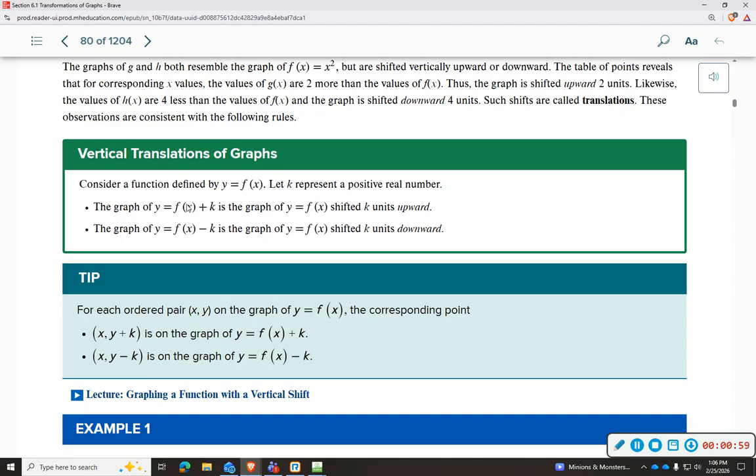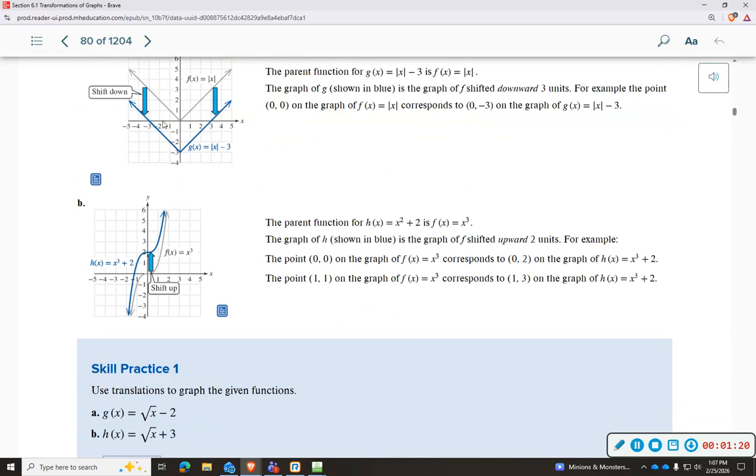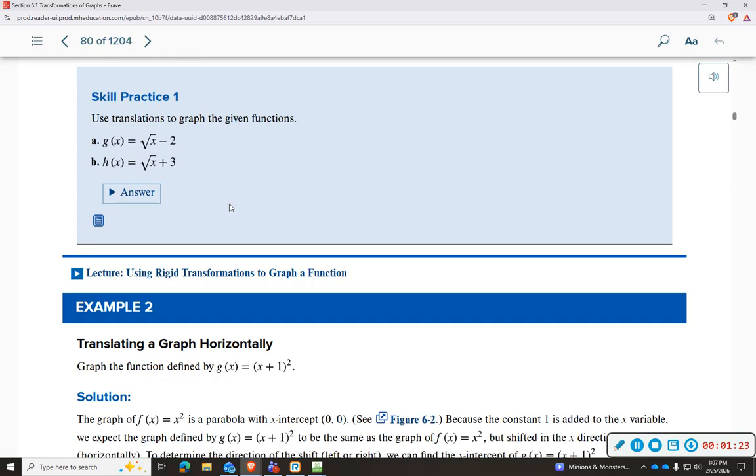But you're going to be needing to get comfortable identifying different variables, A, B, H, and K, and it tells you what each of them does. So vertical translation, and it spells it out for you. So when you see an equation, if you identify K, you know it's going to shift it up or down. It gives you some examples so you can kind of see what that looks like in different functions.